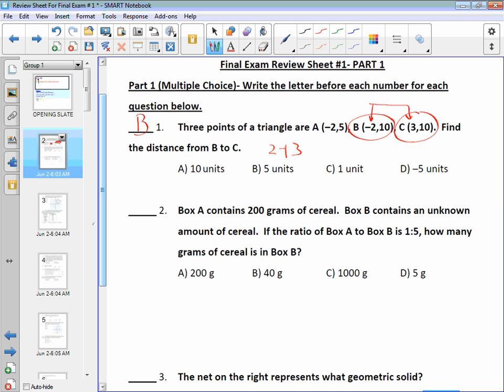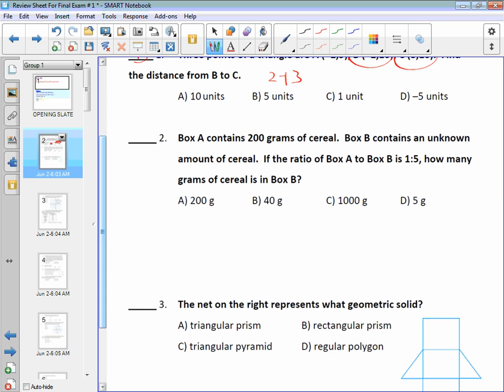Okay, number 2 is a TRF. Set it up as a template ratio find. The A box is going to be on the top and the B is going to be on the bottom. Our given ratio is 1 to 5, equals, and then we have box A contains 200, so that's going to go on the top. And you have to figure out this.